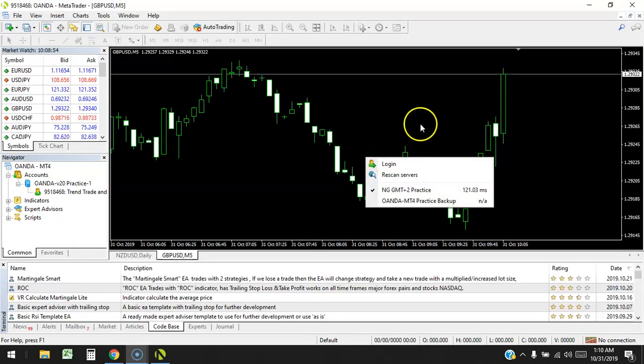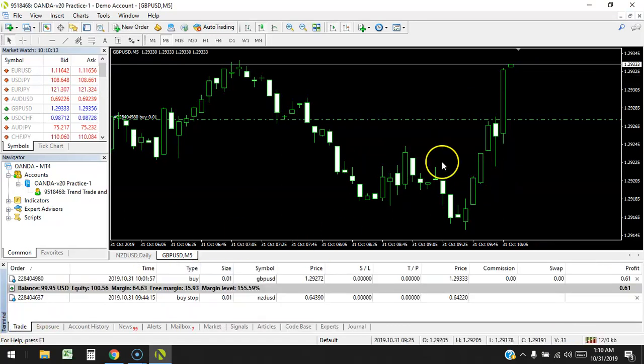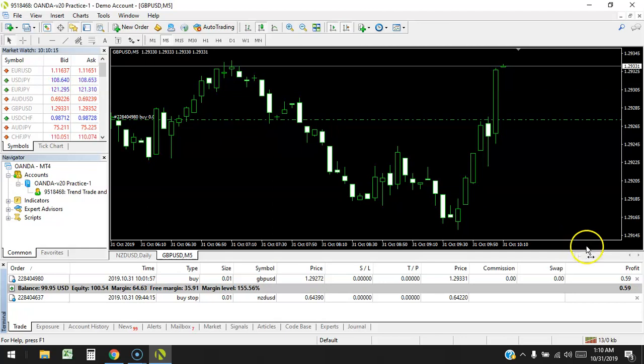You guys have been trading for a while. You guys know what I'm talking about here. If this happens to you in a profitable trade, oh my God. But we're actually in good profit. We're at 59 cents right now.